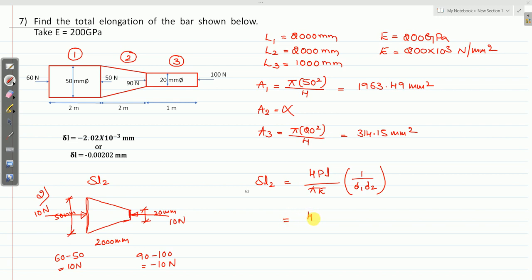So 4 into P, 10 Newton, length 2000, divided by pi into Young's modulus 200 into 10 raised to 3. So 1 divided by D1. Here it is the bigger diameter, 50. D2, the smaller diameter, 20. So let me simplify this by using the calculator.